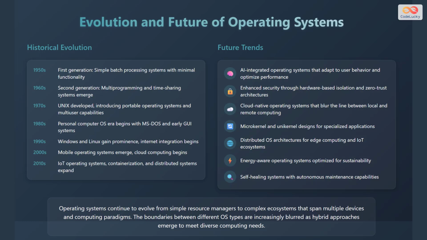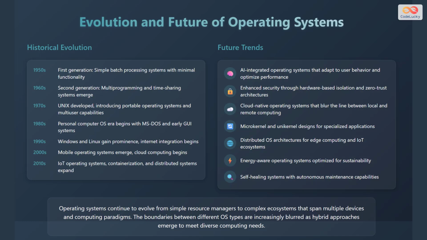Enhanced security through hardware-based isolation and zero-trust architectures. Cloud-native operating systems that blur the line between local and remote computing. Microkernel and unikernel designs for specialized applications. Distributed operating system architectures for edge computing and IoT ecosystems. Energy-aware operating systems optimized for sustainability. Self-healing systems with autonomous maintenance capabilities.